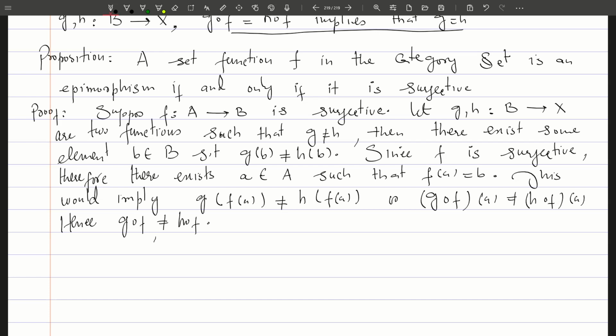Now conversely, we have to prove that if f is given to be an epimorphism, then it is surjective. But to prove this fact, we use a contrapositive statement. We are going to assume that f is not surjective, and we will end up showing that f is not an epimorphism. So conversely, suppose f is not surjective.